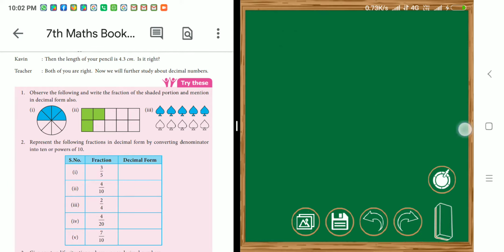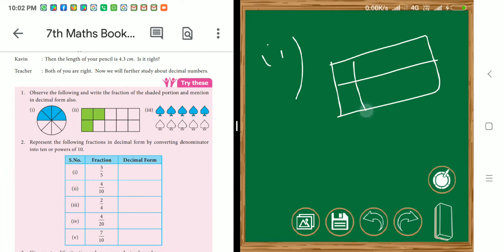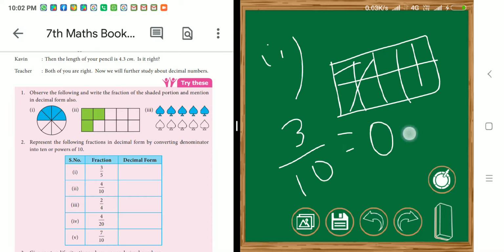And now, the second question. In the second question, we have 10 parts in total. Out of that, 3 are colored. So we can write it as 3 by 10. This is nothing but 0.3. Because write the numerator 3 as it is and see the denominator. It is 10. 10 means mark only one decimal place from the right.